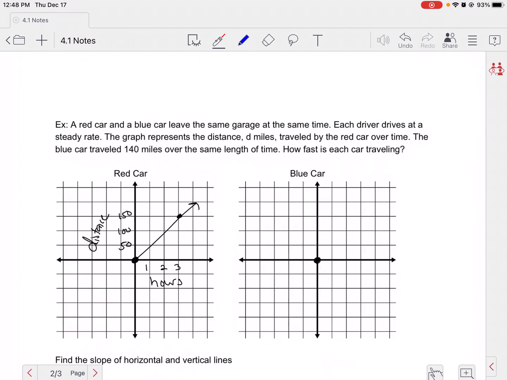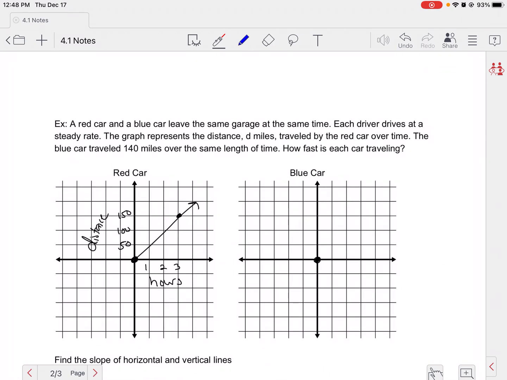So let's talk about kind of a word problem. We have a red car and a blue car leave the same garage at the same time. Each driver drives at a steady rate. The graph represents the distance, d miles, traveled by the red car over time. So they gave you this graph, okay? I didn't make it up, they gave it to you in the question. So if you need to write that down, please do so.